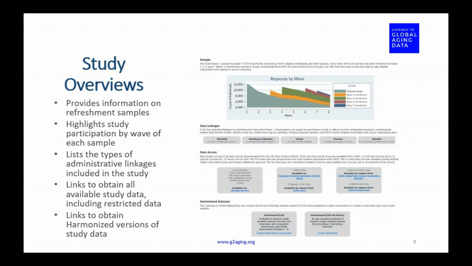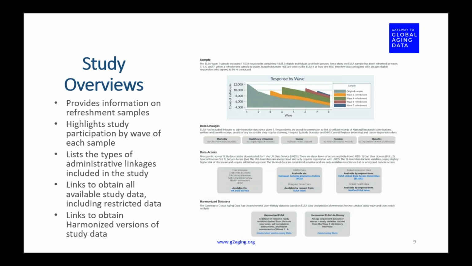So they ask for the respondents' consent to link their data to some administrative level or national level data sets. So ELSA here provides linkages about mortality, healthcare utilization, cancer, pensions, and national level benefits.